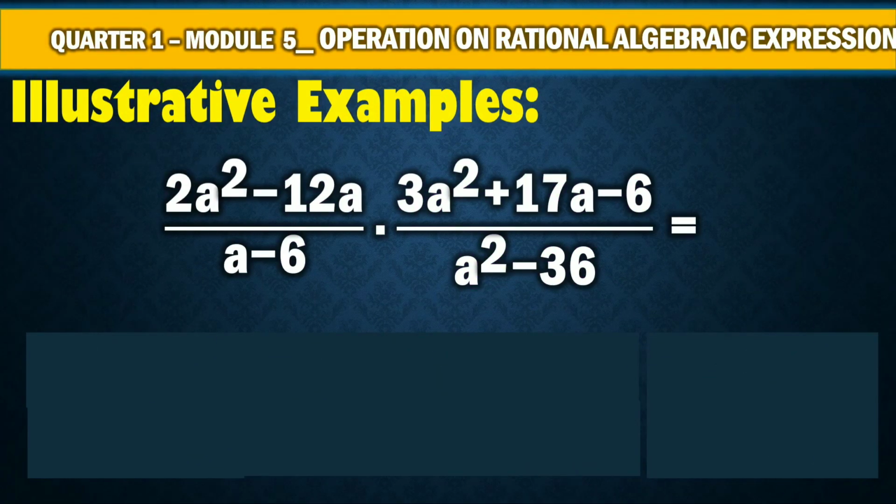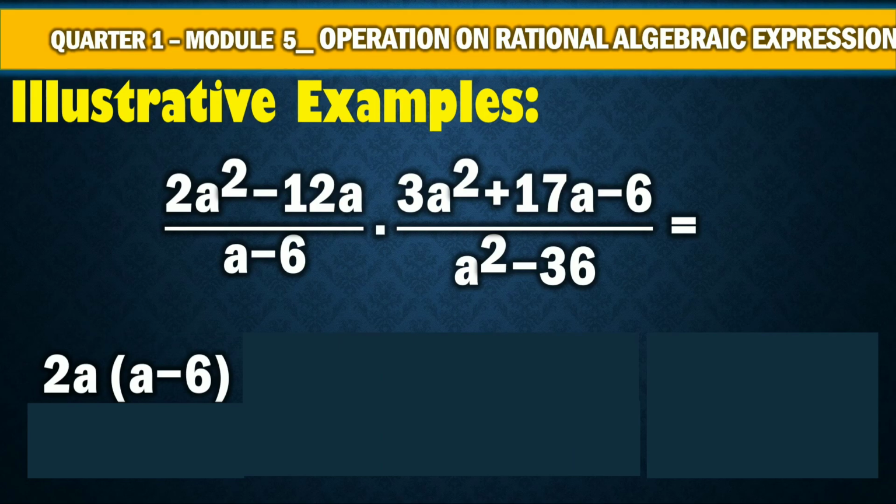Okay, next, number 4. 2a squared minus 12a over a minus 6 times 3a squared plus 17a minus 6 all over a squared minus 36. So again, to solve this, let's factor first the expressions. So, the 2a squared minus 12a has a common factor. So, the factor here is 2a times the quantity a minus 6. And then, we copy a minus 6.